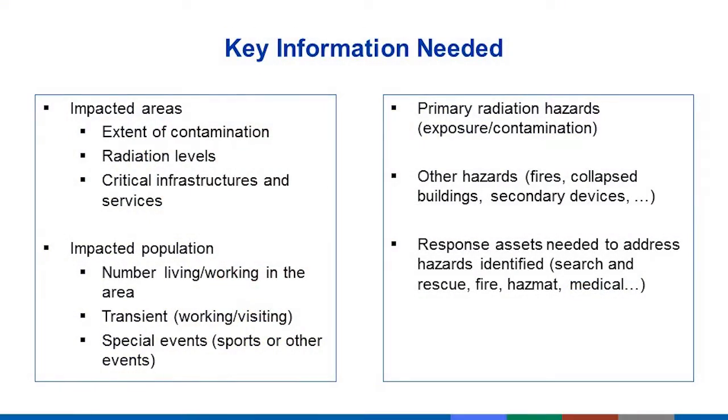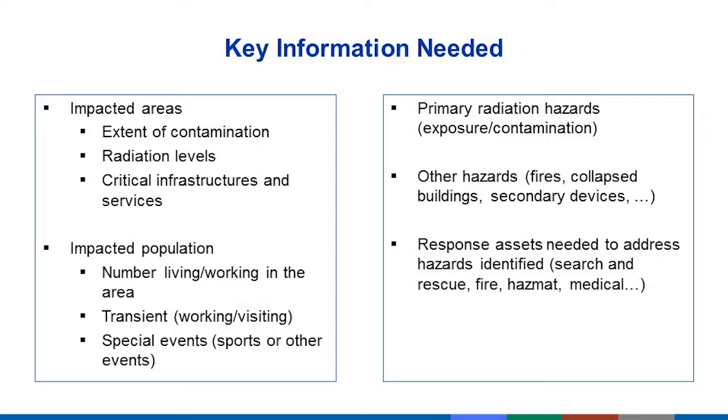What are the primary radiation hazards? Is it an exposure, a contamination, or both? Are there other hazards? Are there fires, collapsed buildings, secondary devices? I mean, with an improvised nuclear device, a lot of the damage is going to be from the pressure and fires and explosions, and there's going to be a big, big fat mess.